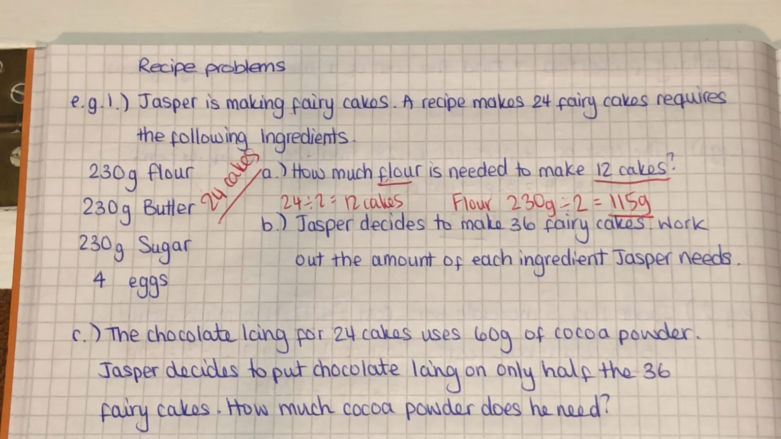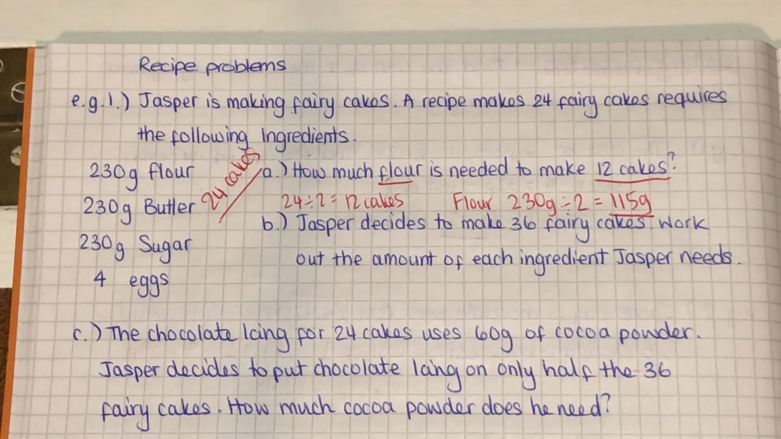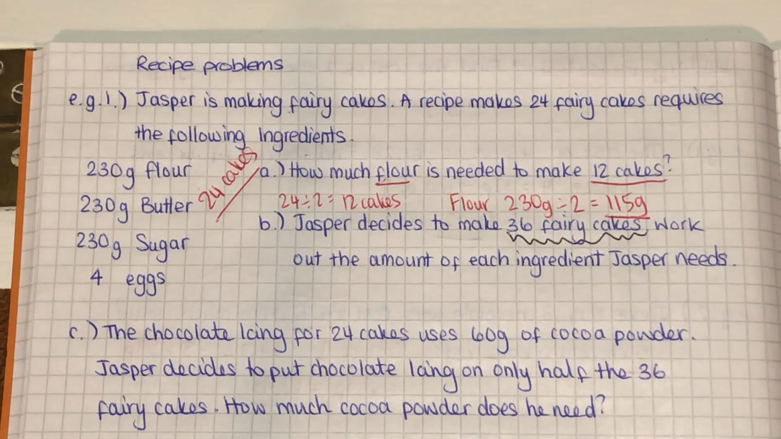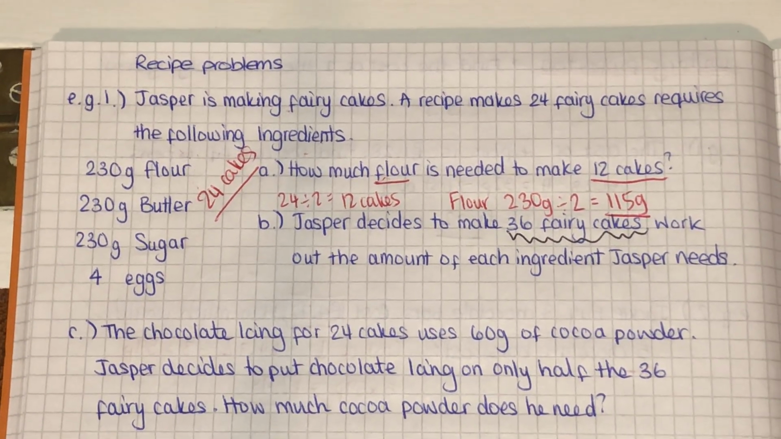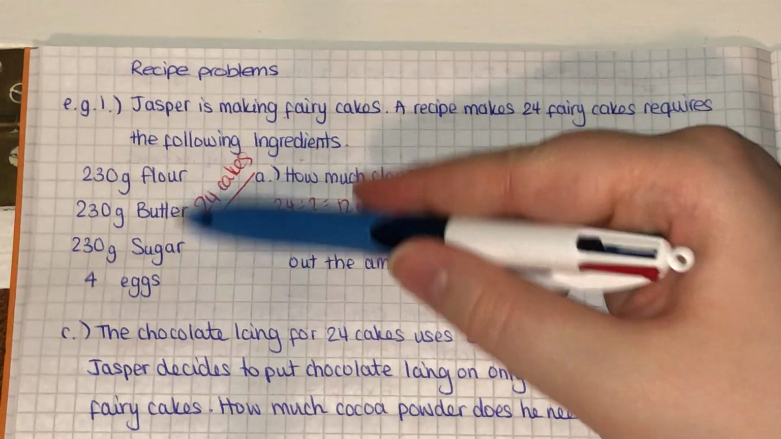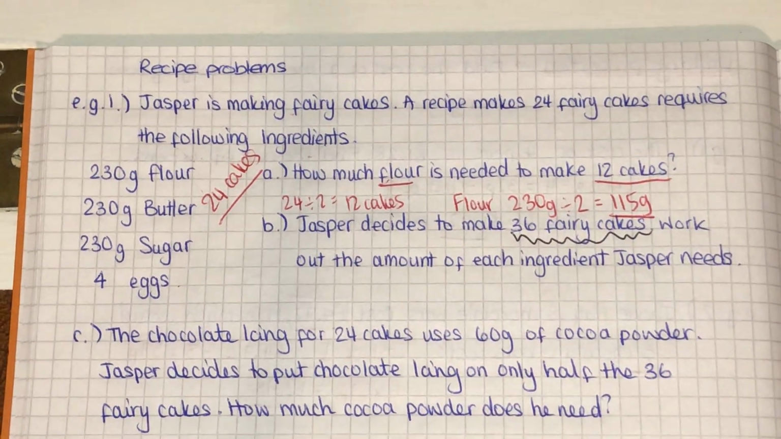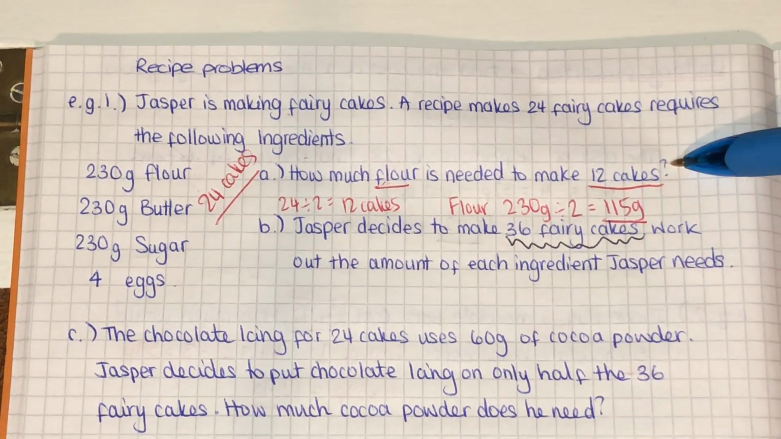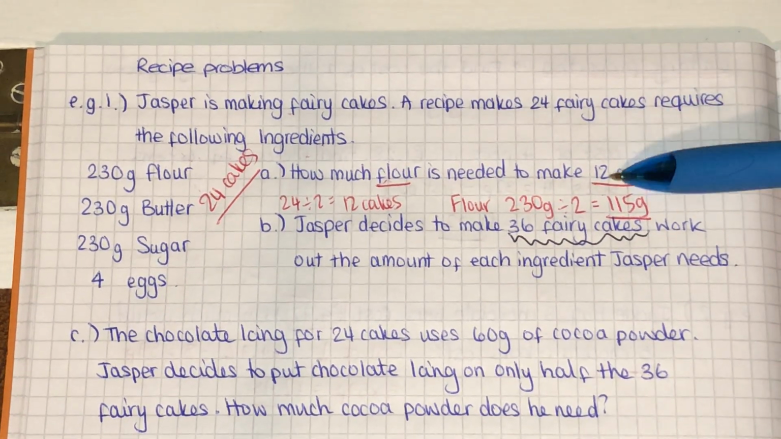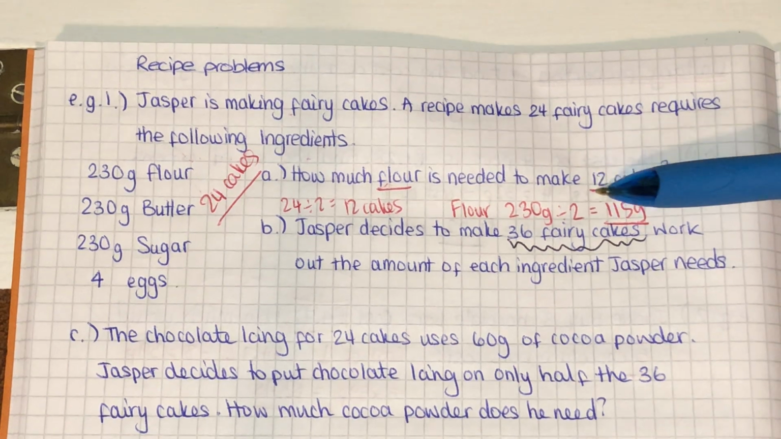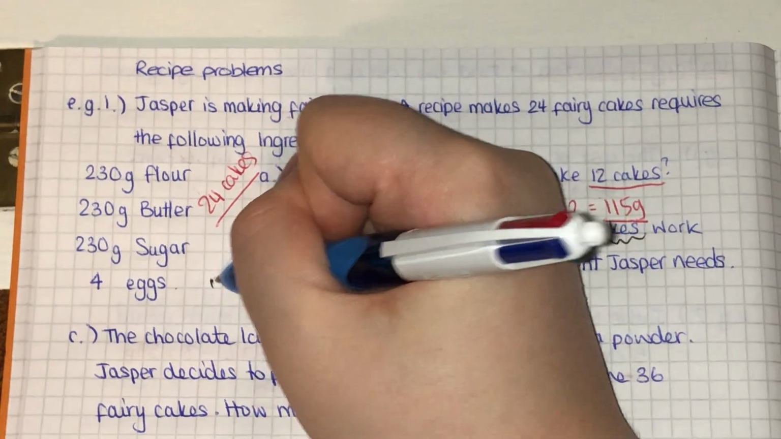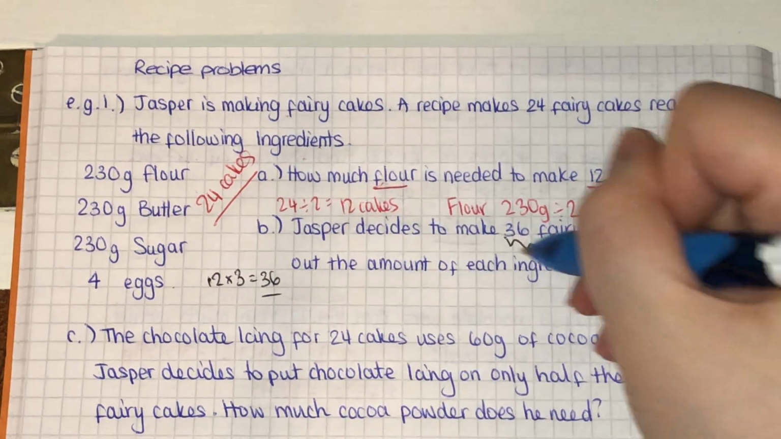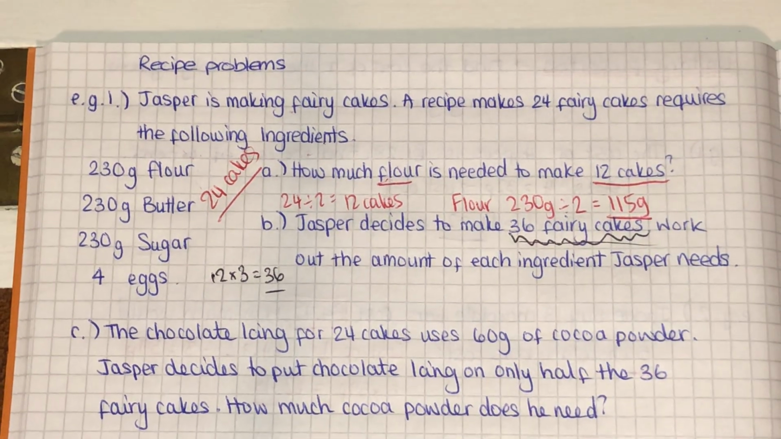So for part B, Jasper has decided that he's making 36. Work out the amount of each ingredient Jasper needs. So this one is going to be involving all of these. Now this actually helped us in part A, so we worked out how many 12 cakes make. Now if we multiply 12 by 3, that gives us 36, which is the number of cakes that we want in the question.